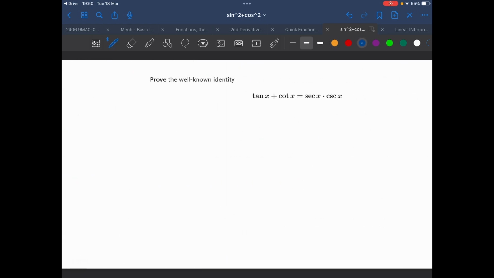Another place where it's quite useful is proving identities. So we're going to prove that this result is equivalent to sec x times cosec x. The general advice is to start with one side and work to the other. So we are going to show how the left-hand side can be manipulated into the right-hand side. The reason for this is as follows: there's clearly more to work with on the left-hand side, so that seems the most sensible way to do it.